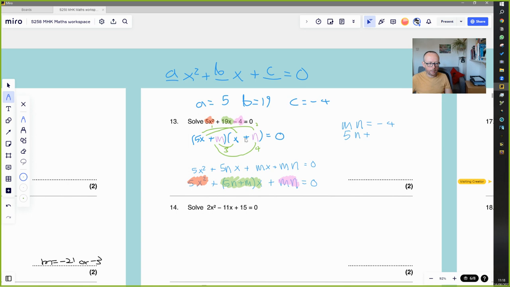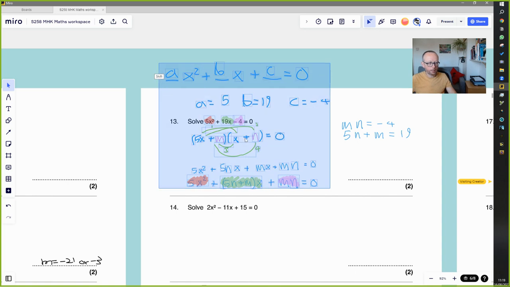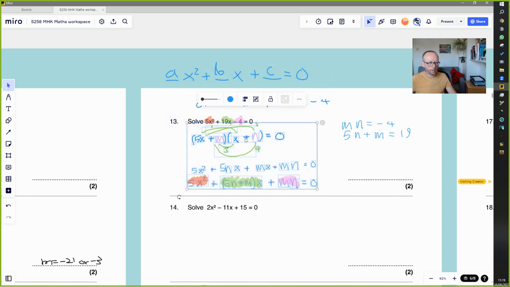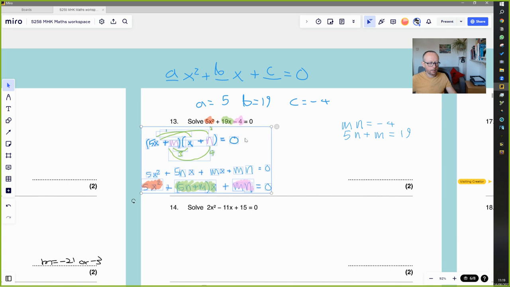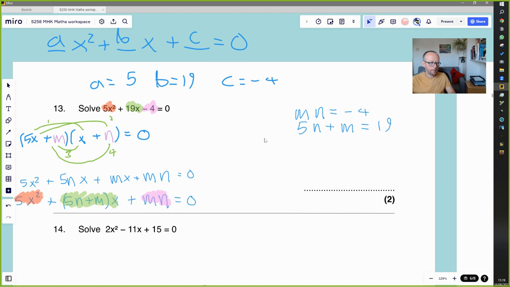5n plus m is equal to 19. Now, the only way I can get a negative number by multiplying two numbers is if one of them is negative. So we've got a few combinations, really. Annoyingly, sometimes it's harder when you've got more combinations. I'm just going to move this a little bit to give us more space. Maybe if I zoom in a bit as well. So yeah, it's harder because we've got more combinations to work through.